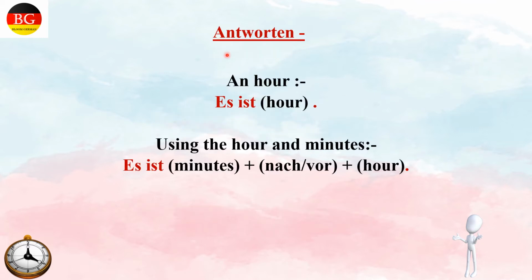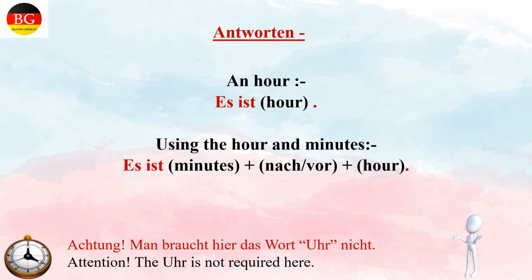Answer time. Die Antworten. When it is an hour format, what can we write down? Es ist, dash, dash, hour. So, es ist 1, es ist 2, es ist 3 and so on. Using an hour and minute, what is the format? Es ist, dash, minutes plus nach oder vor plus hour. Achtung! Man braucht hier das Wort Uhr nicht. Attention, the word Uhr is not required here as we are using it in inoffizielle time format.